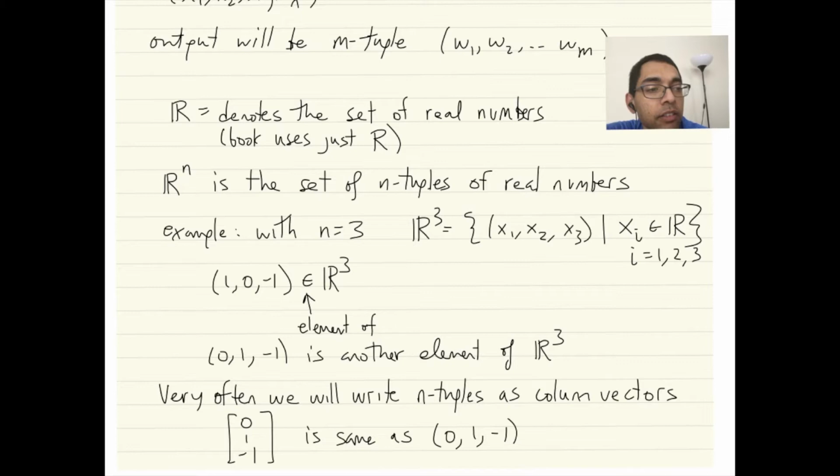And then very often throughout this book and course, we'll write n tuples not as an ordered list horizontally, but as what's called a column vector. In this case, a 3 by 1 column vector. So this 3 tuple, or element of R3, corresponds to this column vector. And we'll see why we're using column vectors on the next slide.